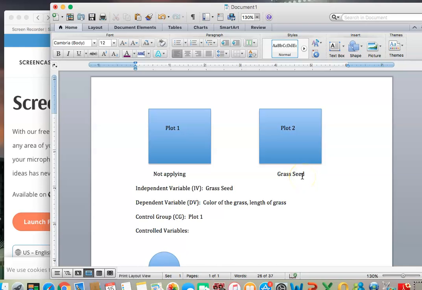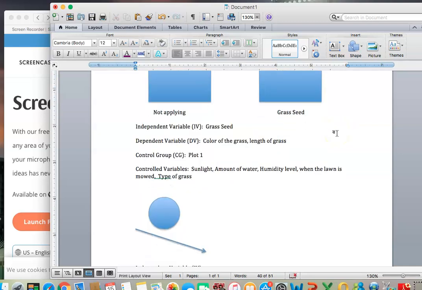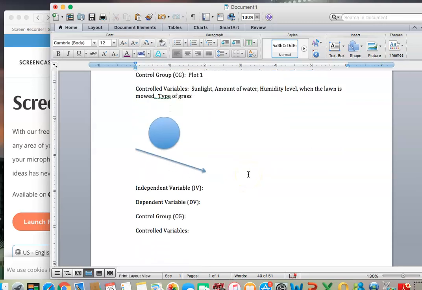So that's similar to our flower example from our PowerPoint notes. So the amount of sunlight that the grass is getting, the amount of water, the humidity level could have an impact. When the lawn is being mowed, I can't mow plot 1 on one day, then plot 2 the other day. That's going to probably yield some ineffective results. And really anything else that you can think of. The type of grass, and there's probably a few more. So having 3 or 4 examples would be good enough.